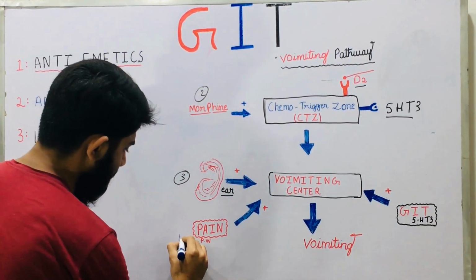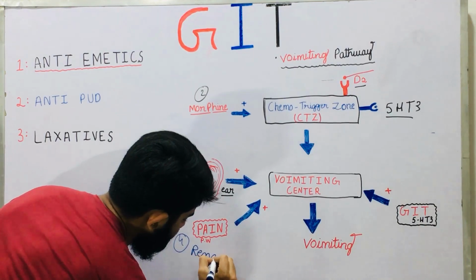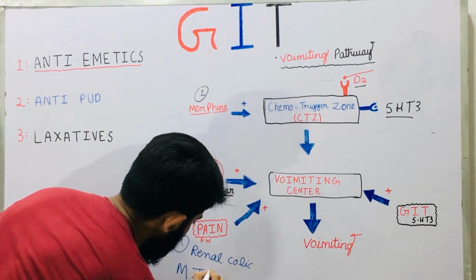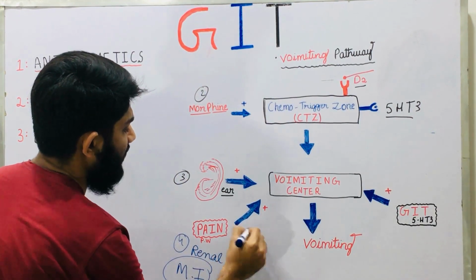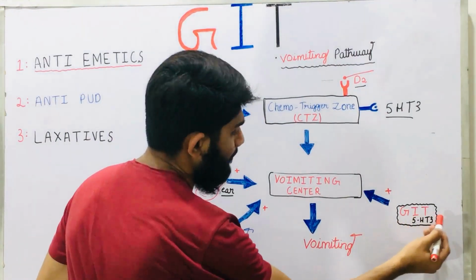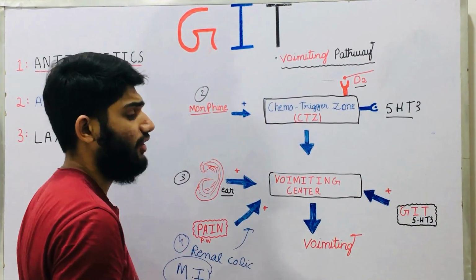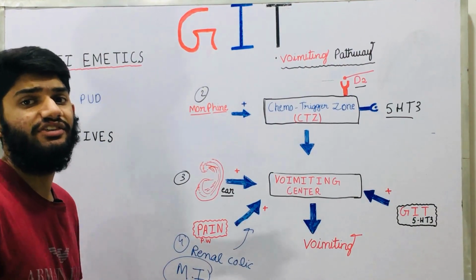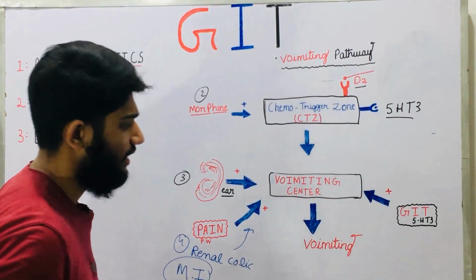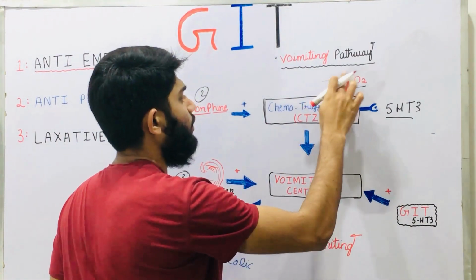Number four is the pain pathway. Pain such as renal colic, pain from myocardial infarction, and such severe pains will activate this pathway, which leads to the vomiting. And the last one is the GIT pathway. The 5-hydroxytryptamine receptors are also present in the mucosa of the GIT. So any drugs that contain serotonin will activate these receptors and lead to the vomiting. So we have to control these pathways if we want to control the vomiting.